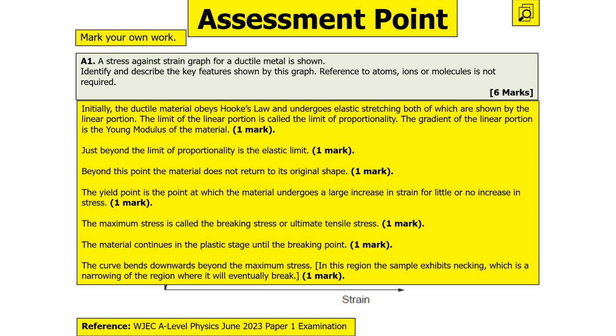The yield point is the point at which the material undergoes a large increase in strain for little to no increase in stress. The maximum stress is the breaking stress, or the ultimate tensile stress. Now the material will go elastic, then it will go through inelastic deformation, and then will reach the breaking force. The curve bends downwards beyond the maximum stress because it exhibits necking, so it will actually narrow before it snaps.